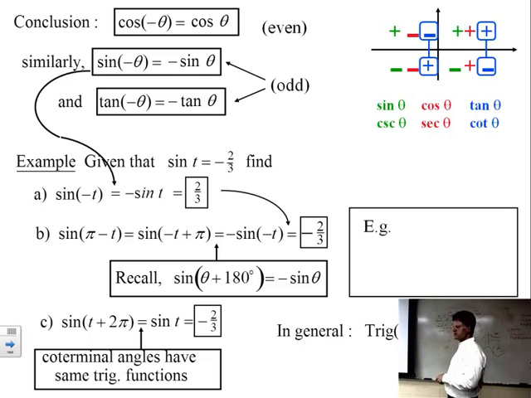For sine and cosine, it's 2 pi. The tangent function actually repeats after pi. So the tangent of x plus pi is equal to tangent of x. So that actually has a period of half a revolution.